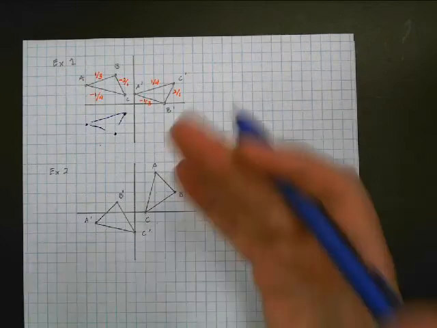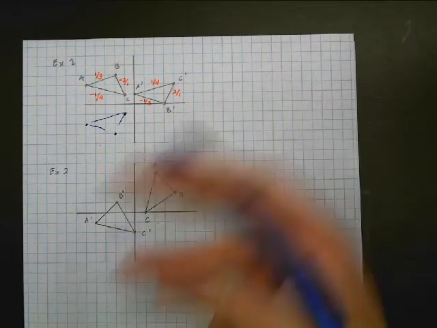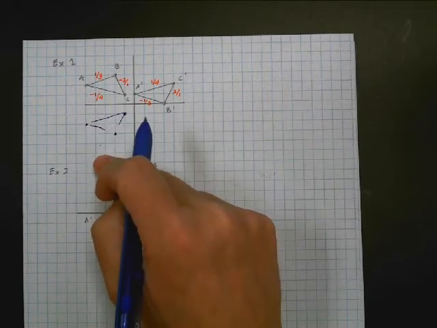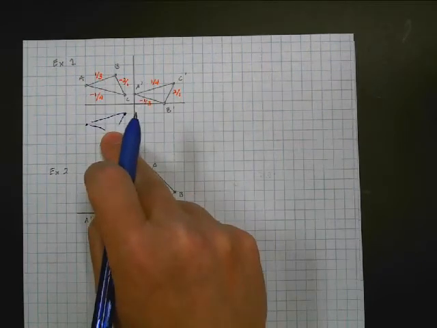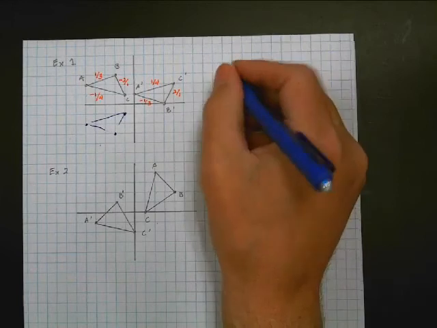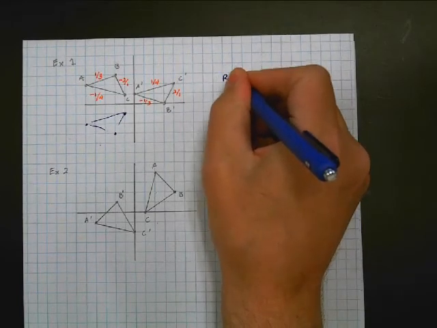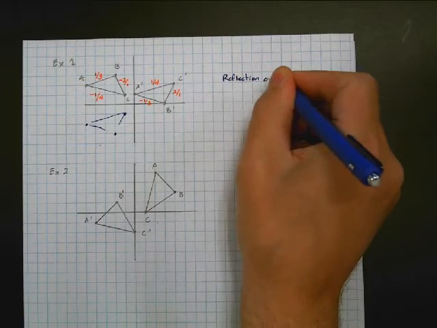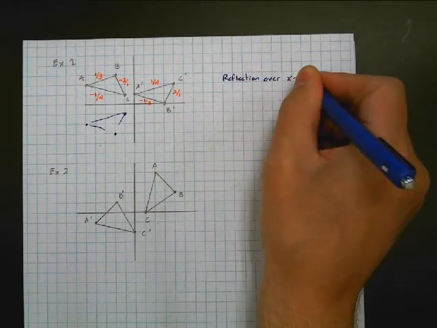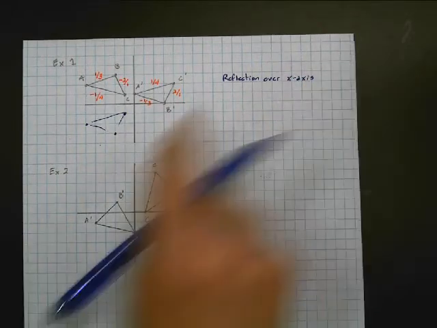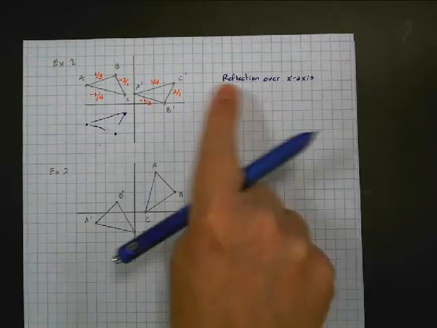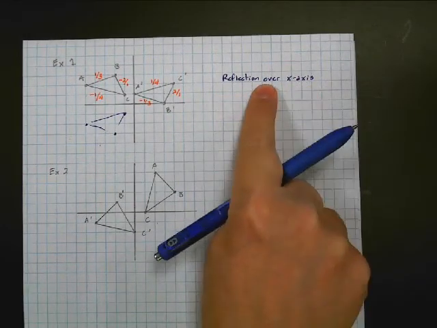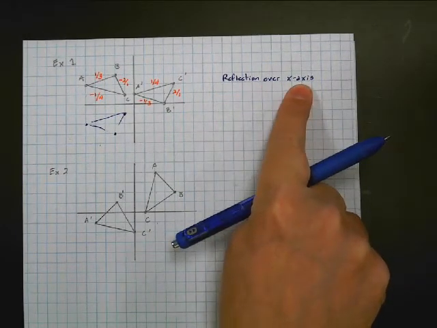Remember, we're doing compositions of transformations, so there's more than one transformation to do. So it looks like I reflected it over the x-axis. So that's my first transformation. Reflection over the x-axis. All right, so that's the first step. I gave the type of transformation and a direction or distance, and I went over the x-axis. So that's how we name it.